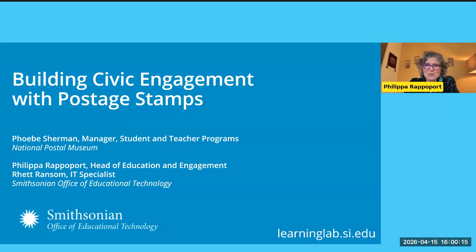So in our session today, we'll explore how postage stamps can be used in the classroom to encourage civic awareness and engagement. We'll examine how stamps can spark curiosity and deepen understanding of civics, American history, national identity, and commemoration by using thinking routines that focus on subject matter and artistic design. And you'll see how these approaches come to life with students, and you'll leave our session today with classroom-ready resources and ideas for incorporating postage stamps into your teaching practice.